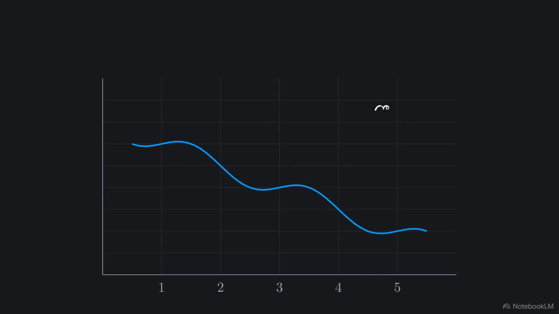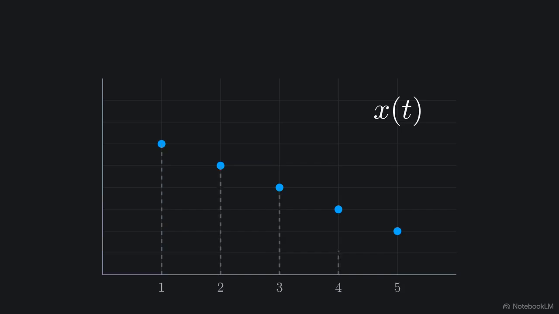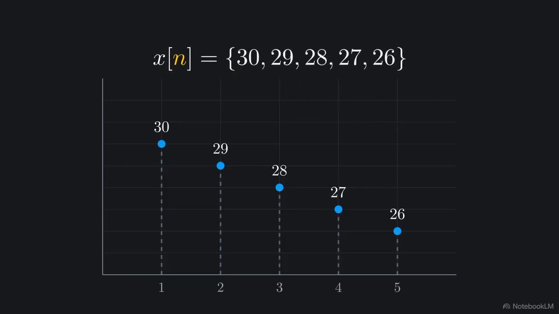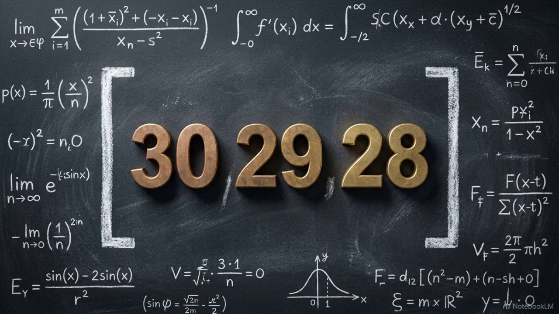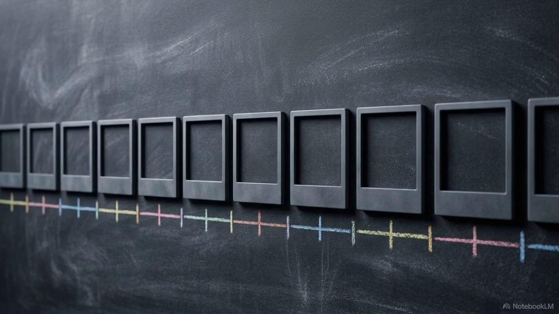This graph plots a continuous physical event, like room temperature. We write this as x of t. The lowercase x represents the physical signal itself, and the t tells us it changes continuously. But when a processor begins sampling, the continuous line disappears. We are left with fixed data points, and the notation shifts to x of n. This new equation, x of n, defines the sampled digital signal.